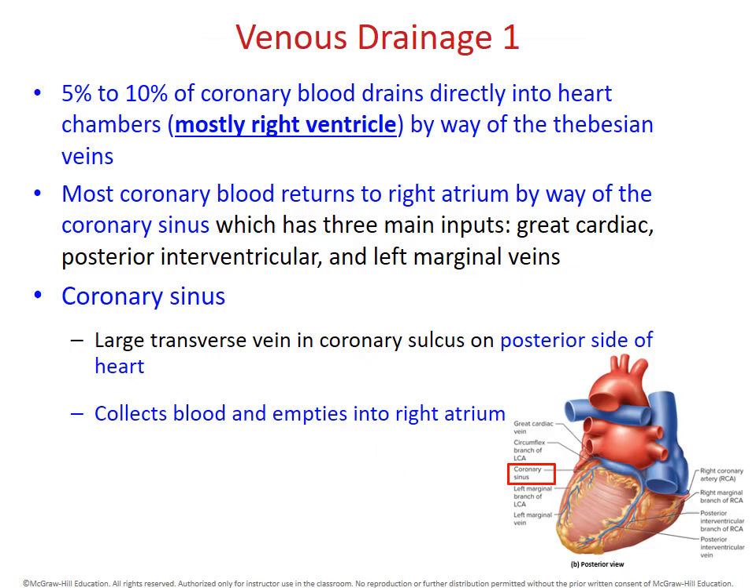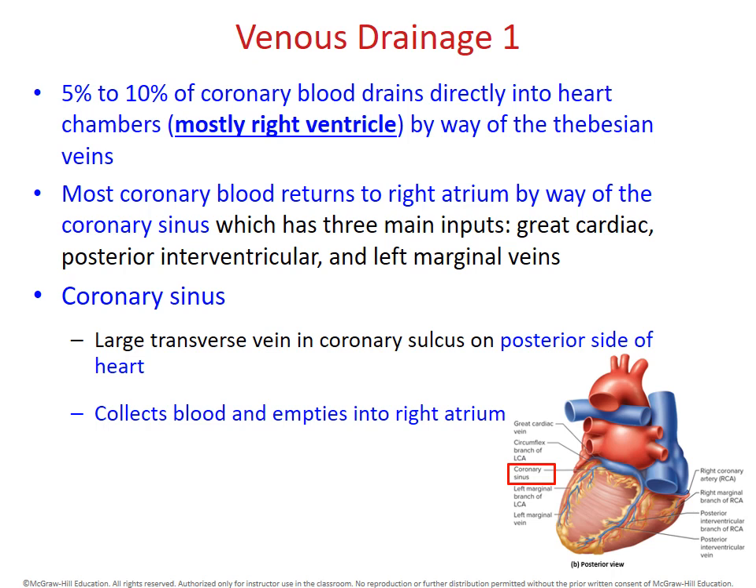Our final slide for this particular part is going to take a look at the veins. We talked about the arteries that supply the heart. Now let's take a look at the veins that drain the deoxygenated blood away from the heart and return it back into circulation. Over here in your PowerPoint it says 5 to 10% of coronary blood will drain directly into the heart, mostly through the right ventricle by way of Thebesian veins. Thebesian veins are just very small, multi-layered veins that wrap around the heart.